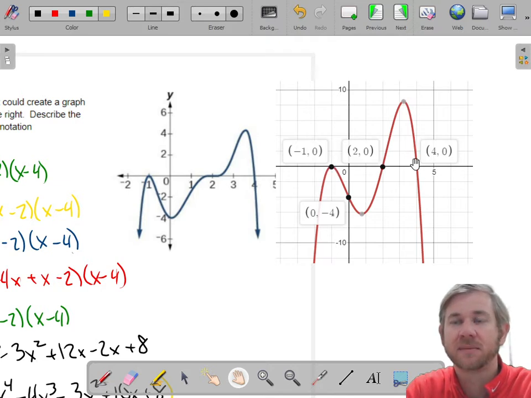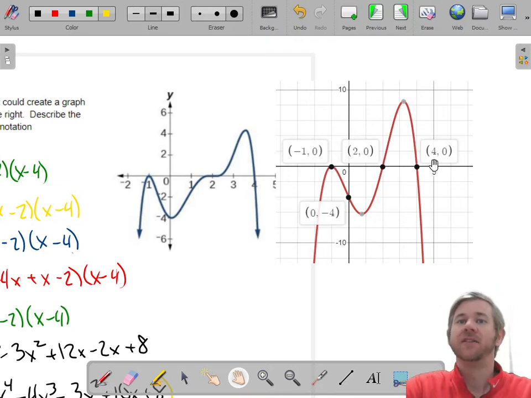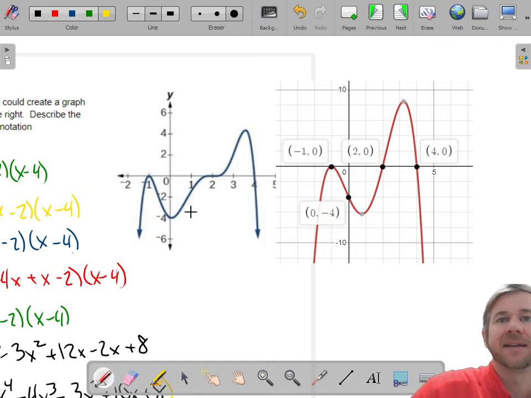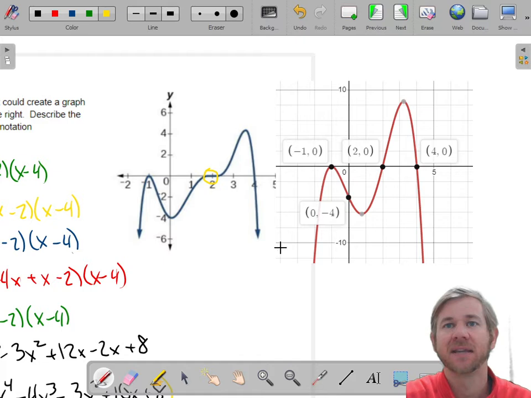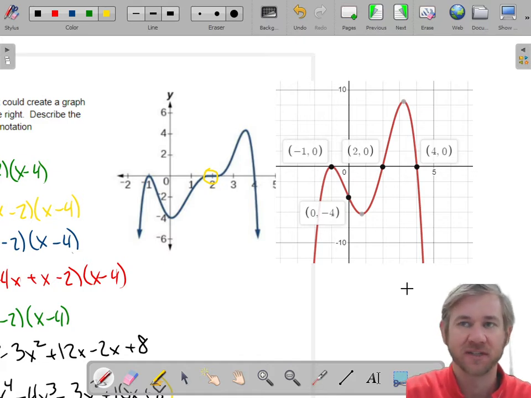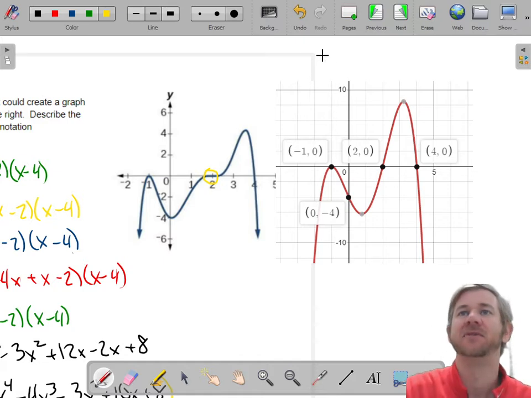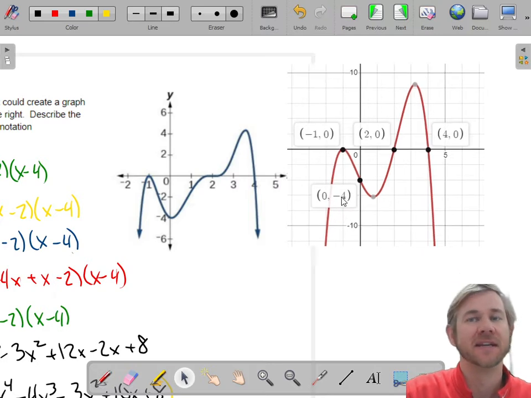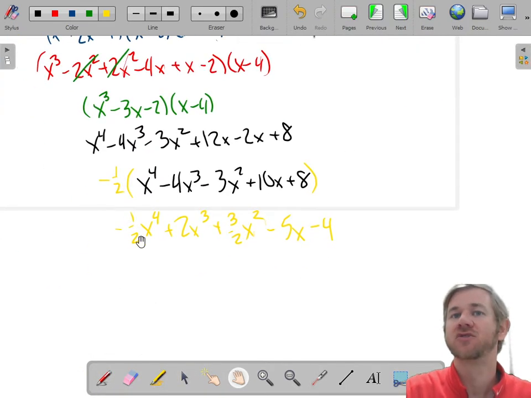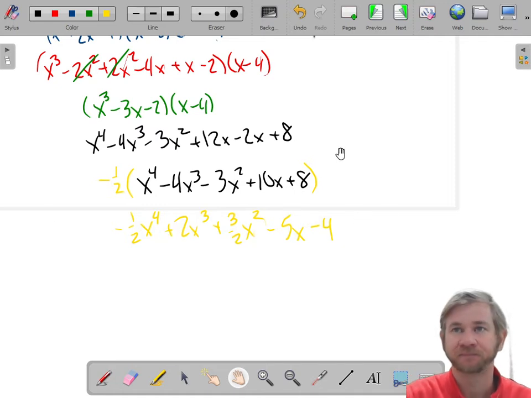X-intercept at 2 looks good. X-intercept at 4 looks good. The only thing that's not exactly right is right here. And that's a different x-axis behavior. I think I would need to make that x minus 2 cubed to get that little flat spot. But I'm not too terribly concerned about that. If you can get to here, you're in good shape. But again, you should distribute to get it into standard form. This would be your final answer in yellow here.